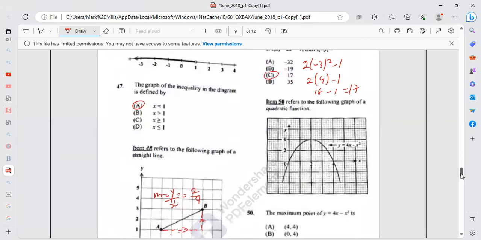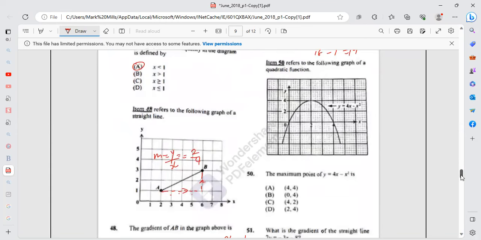50, right? 50, the axis for the maximum point, right? My maximum point will be right here. So we have 2 and what? 4, right? So 2 and 4. D. Come again, D, yes, it is D.